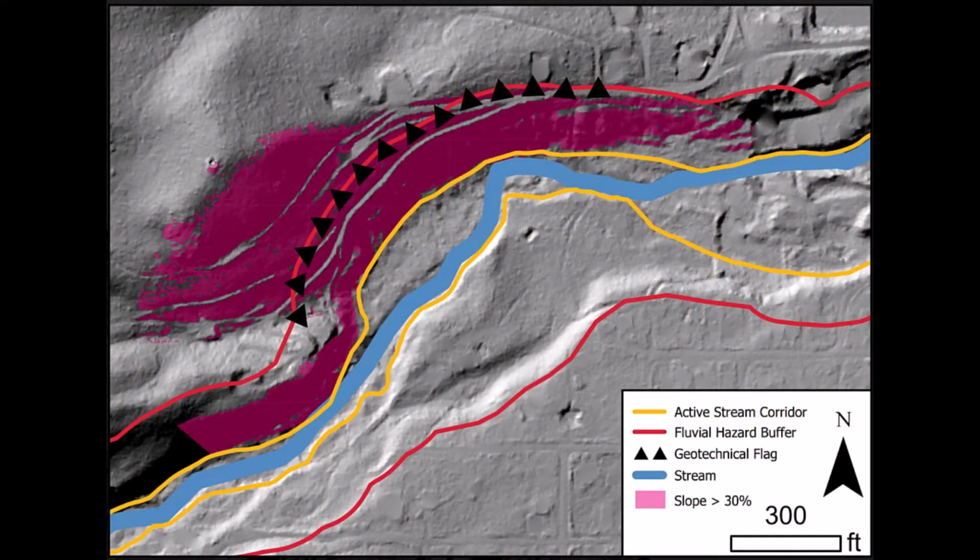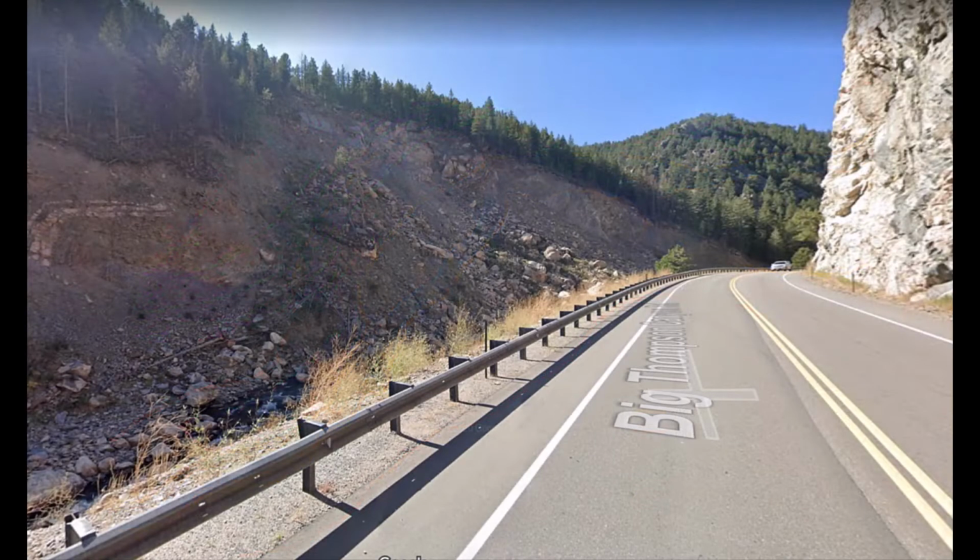Like fans, geotechnical flags differ from most fluvial hazard zone map units in that they do not represent an area within the fluvial hazard zone. Rather, they are notations along the outside of the fluvial hazard boundary to indicate where there is potential for hillslope instability induced by fluvial geomorphic processes. As such, geotechnical flags do not delineate nor define the expected extent of hillslope failure.